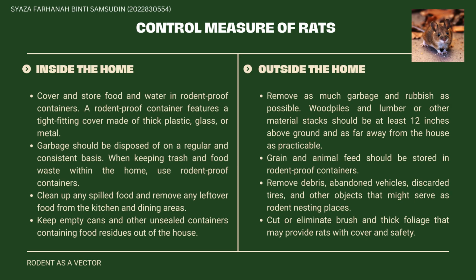For outside the home, make sure to remove as much garbage and rubbish as possible. Next, grain and animal feed should be stored in rodent-proof containers, and remove debris, abandoned vehicles, discarded tires, and other objects that might serve as rodent nesting places. Last but not least, cut or eliminate brush and thick foliage that may provide rats with cover and safety.